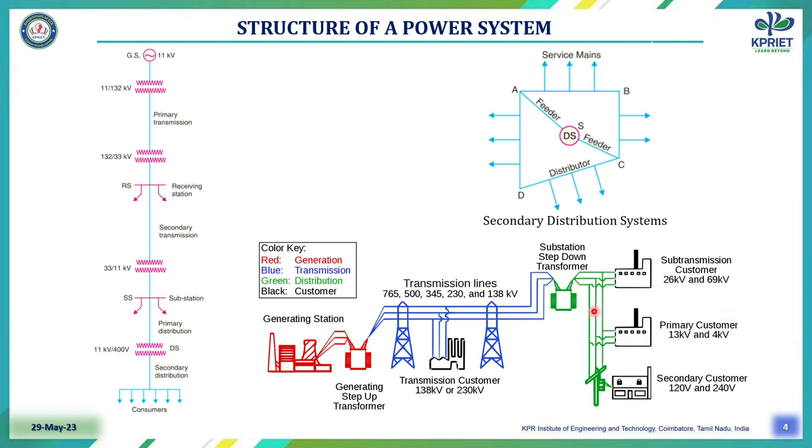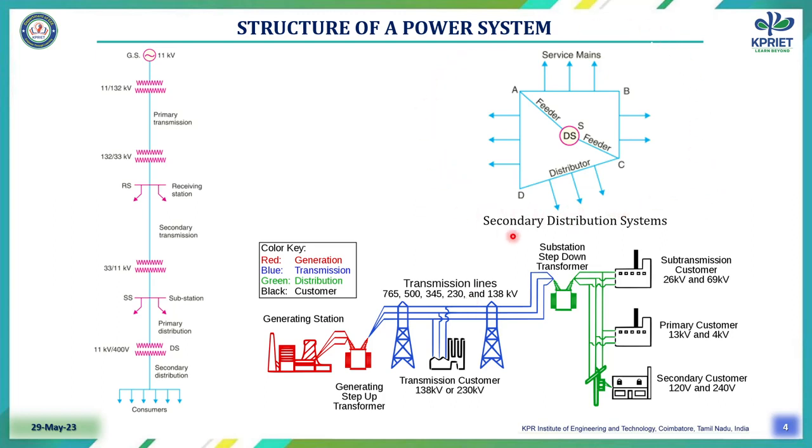It depends upon the voltage rating. In terms of kV, we use it for the primary consumer, the HT consumer. Then we use it for the secondary consumer. So this is the secondary distribution system. How is the structure of the secondary distribution?